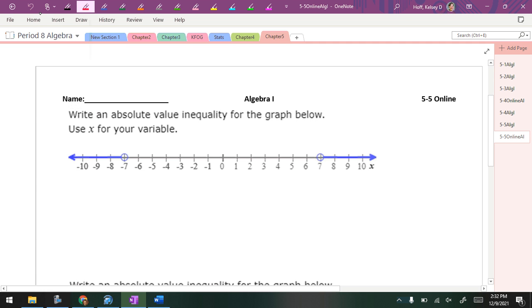All right, here we go. Write an absolute value inequality for the graph below. Use x for your variable. Now, looking at that, just without even having to think, what do you see right away?